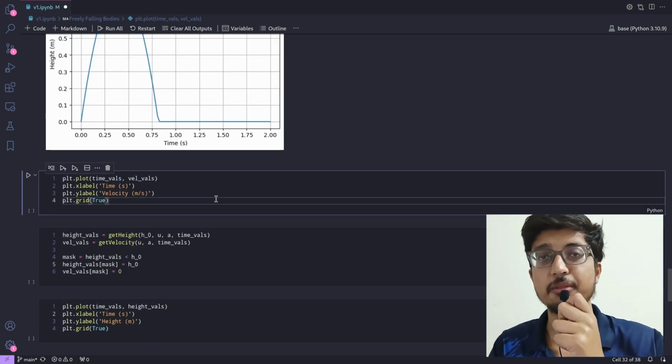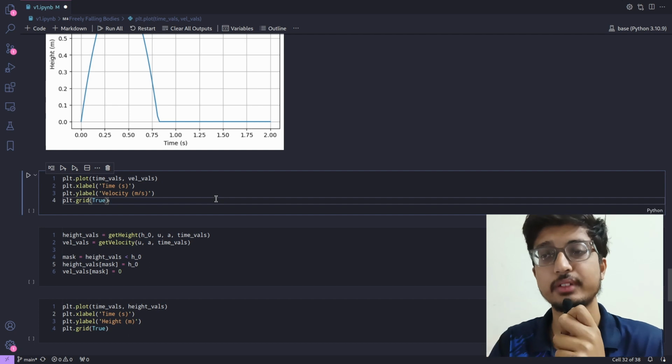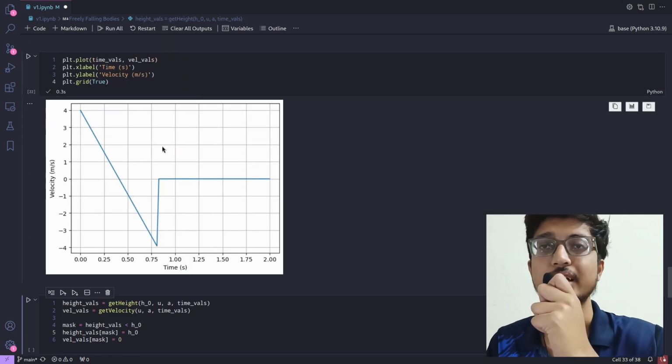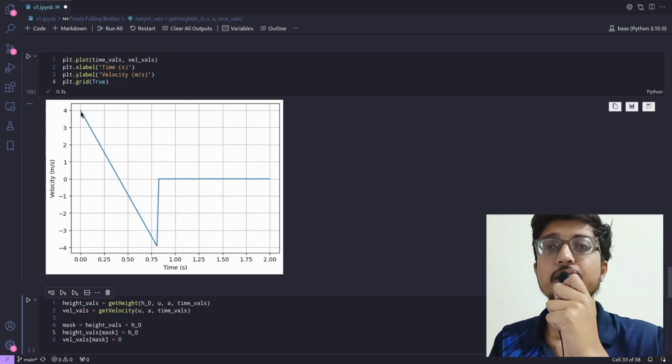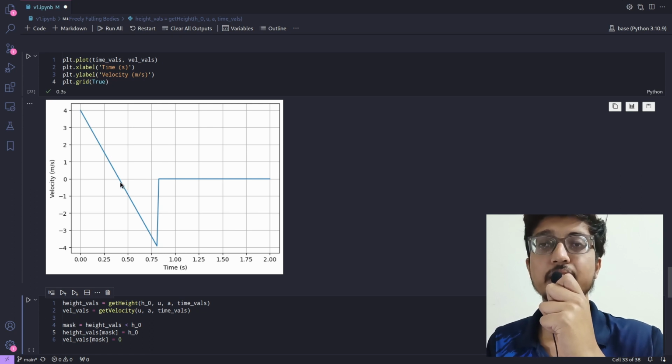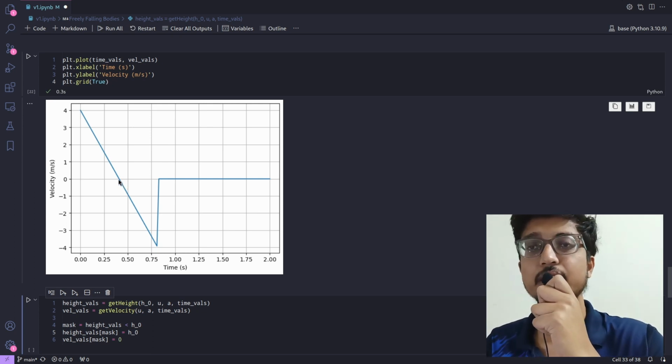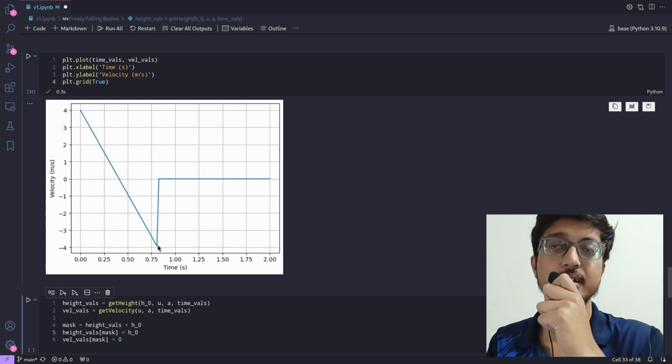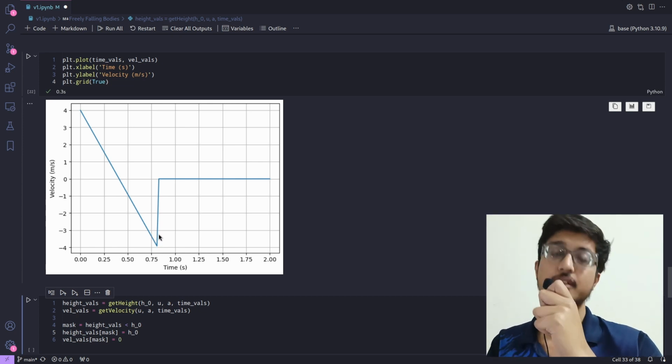The velocity versus time plot gives us an idea about how the velocity changes with time. It first starts out with 4 meters per second, then when the ball reaches the maximum height, it becomes 0, after which it again goes to minus 4 meters per second, and then suddenly goes back to 0 since it reaches the ground now.